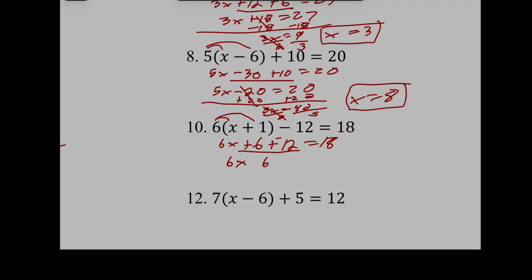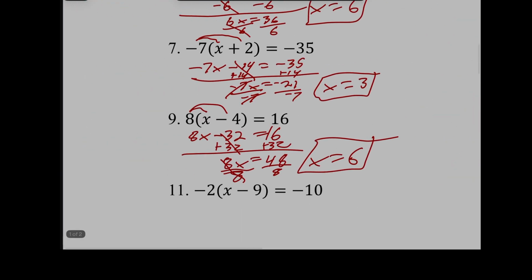Signs are different, so I'm going to subtract, keep the sign of the bigger number, which is negative. And that's going to equal 18. Now, letters on one side, numbers on the other, so I'm going to add 6 to both sides. I'm going to get 6x equals 24. And once I divide each side by 6, I get x equals 4. All right, going on to number 11.